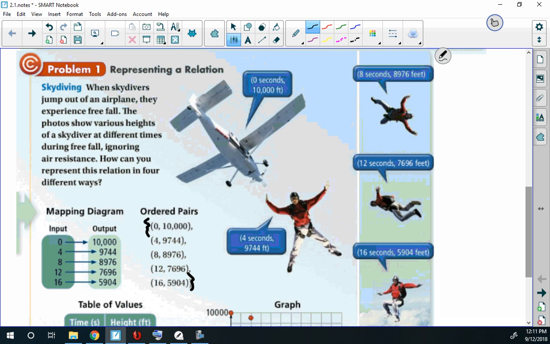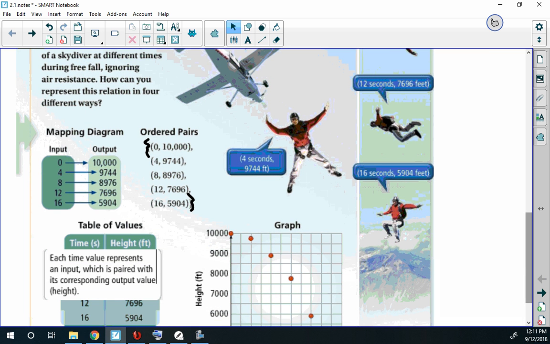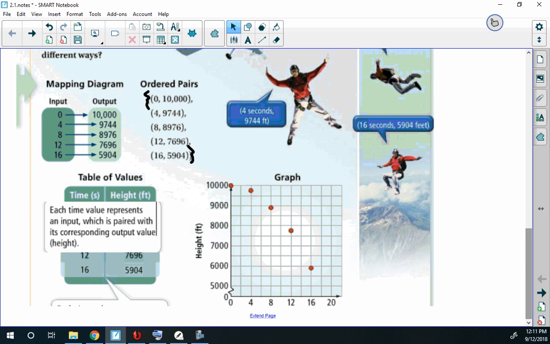They put a table of values, and when somebody jumps from the plane, they're jumping from an altitude of 10,000 feet. After 4 seconds of free fall, they're at 9,744 feet. After 8 seconds of free fall, they're at 8,976 feet. After 12 seconds of free fall, they're still up there at almost 8,000 feet. And after 16 seconds of free fall, they're still at a little under 6,000 feet. I really like this example. I think it's pretty neat to see what happens with the altitude over time.